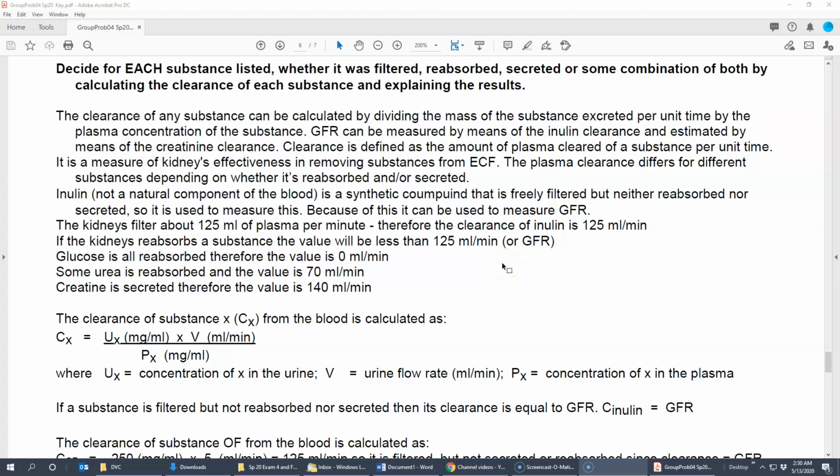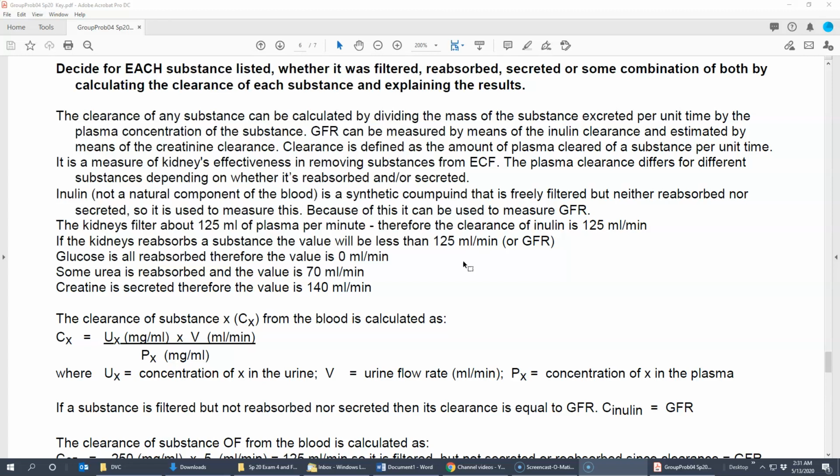Okay, so clearance is pretty easy to calculate. Clearance, remember, is the amount of plasma cleared of a substance per unit time, right? So it has units of mils per minute. It really measures the kidney's effectiveness of removing substances from the extracellular fluid. Everything is going to have some sort of clearance value if you can find it in blood.